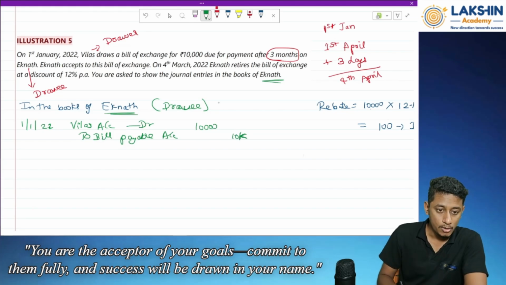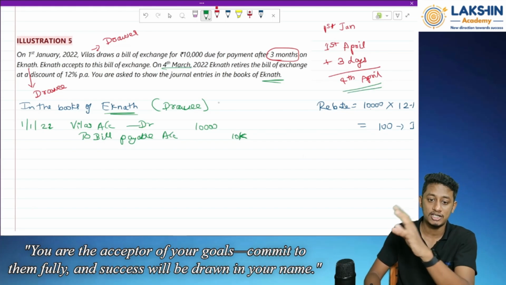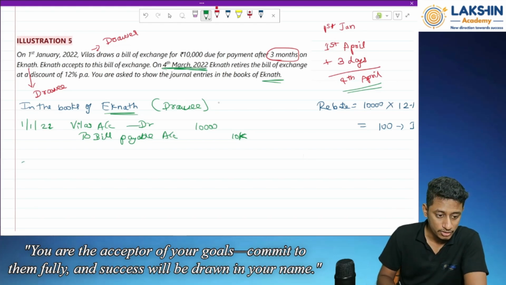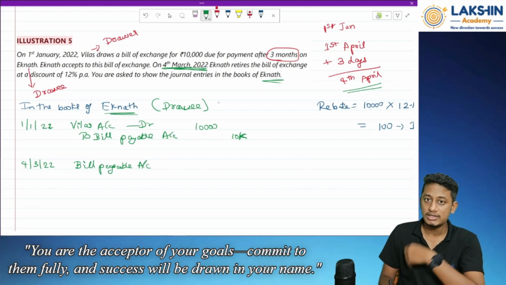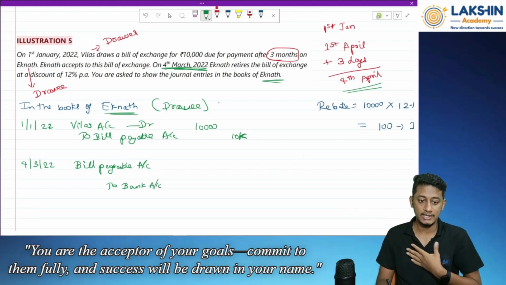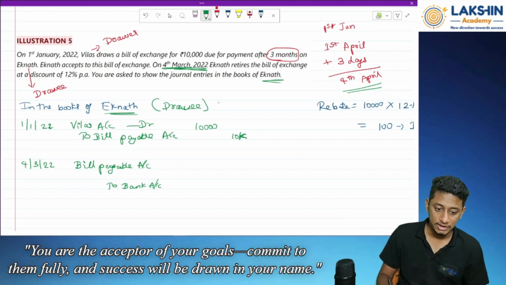Now, what's the due date? Actually it was 4th of April, but that date has not come. On 4th March itself, he has cleared the bill. So on 4th of March 22, the entry will be: first of all, bills payable will be cleared off because the bill is no more valid as the payment is made. Bank account will be credited, because Eknath is making the payment.